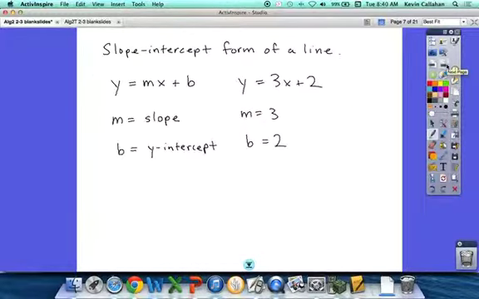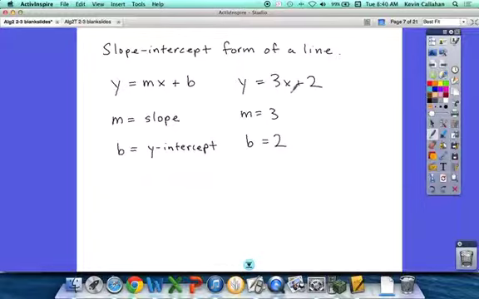Okay, so slope-intercept form of a line. Again, you're familiar with y equals mx plus b. That's slope-intercept form of a line. Y equals 3x plus 2 is in that format. In the mx plus b, the m represents slope.